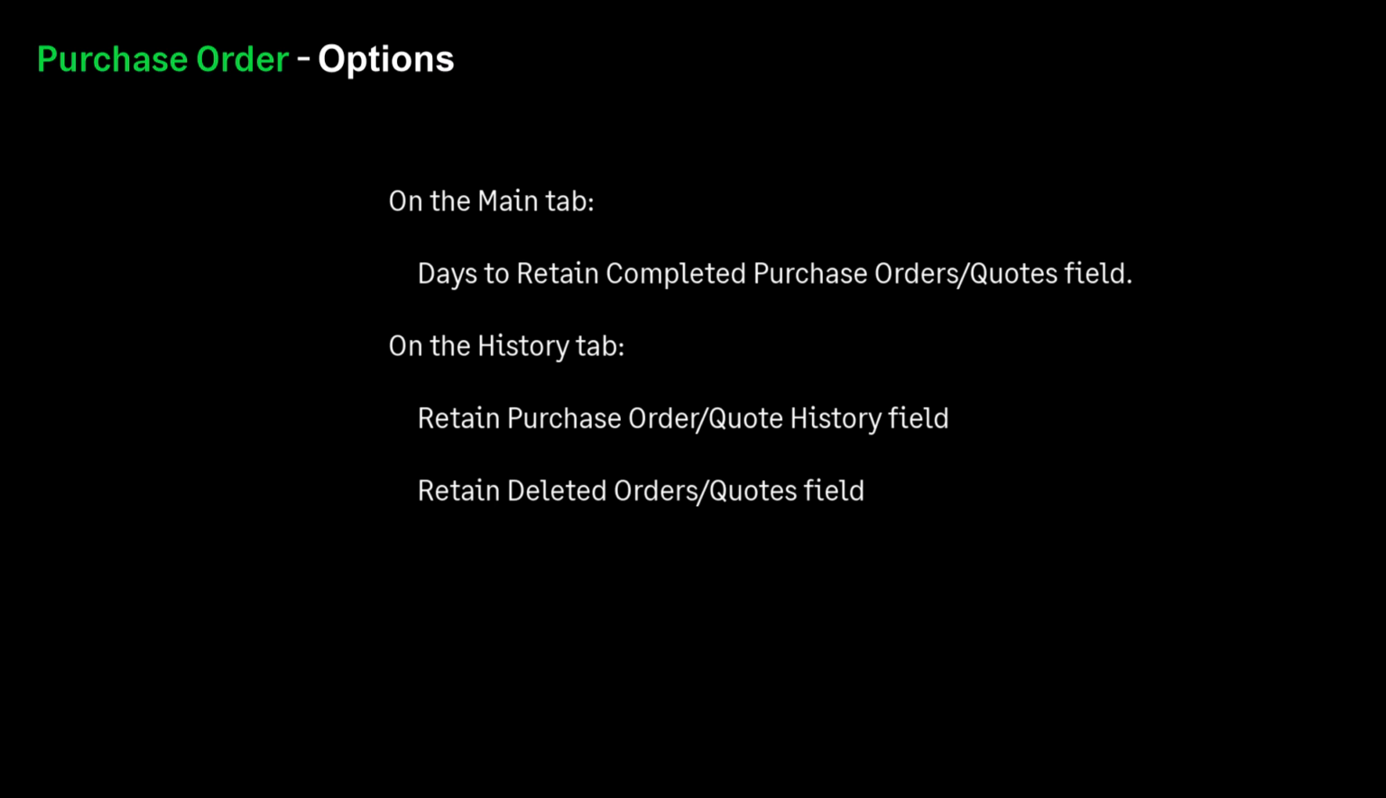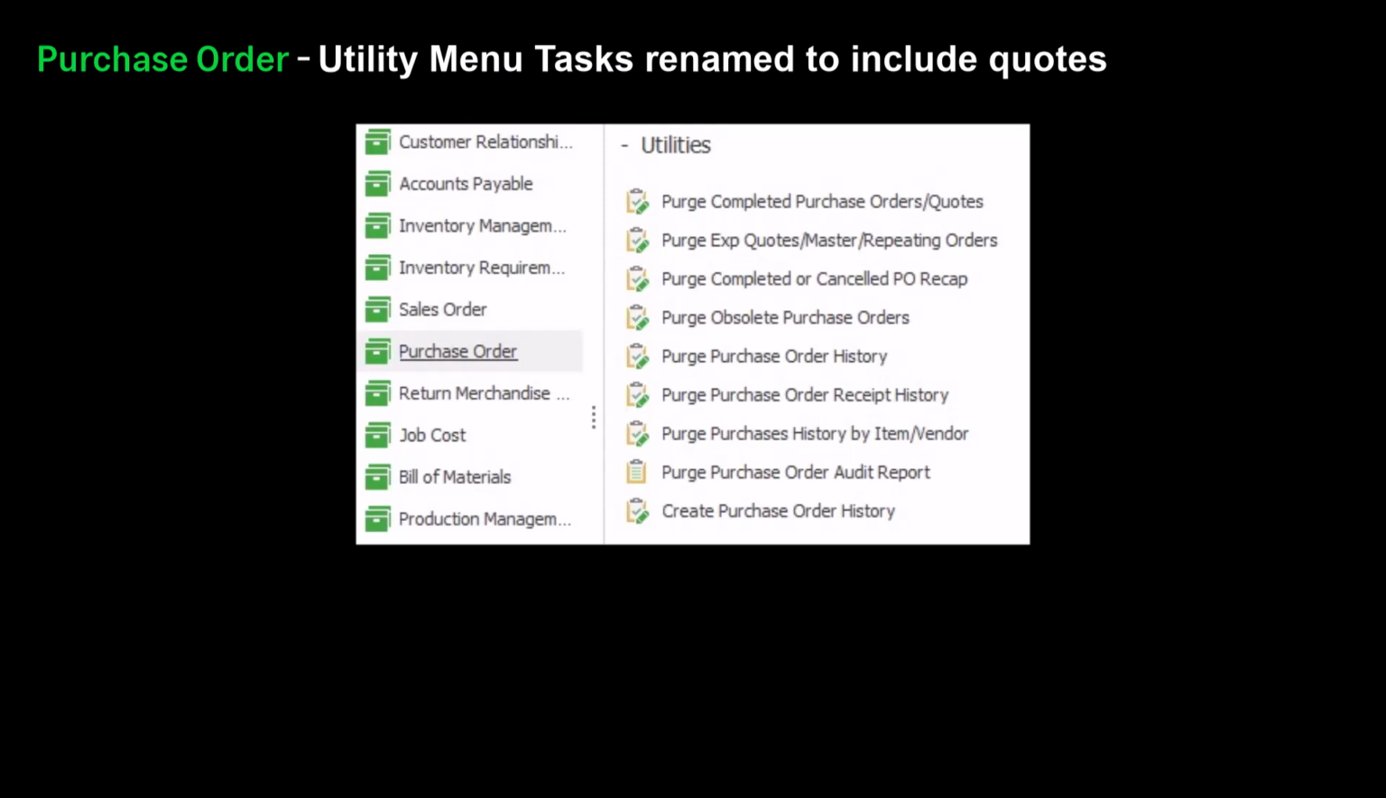The following fields have been renamed to include quotes. On the main tab, days to retain completed purchase orders / quotes field. On the history tab, retain purchase order / quote history field. Retain deleted orders / quotes field. Retain deleted lines for orders / quotes field. Finally, a couple of tasks have been renamed on the utility menu to include quotes. Purge completed purchase orders / quotes, and purge expired quotes / master / repeating orders. In addition, the Create Purchase Order History utility now includes quotes when creating records in the purchase order history files.